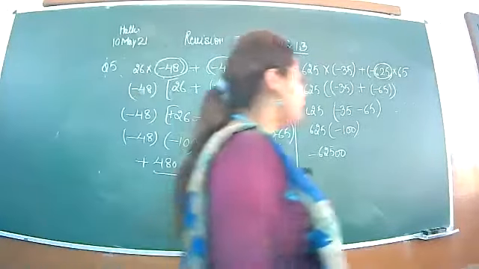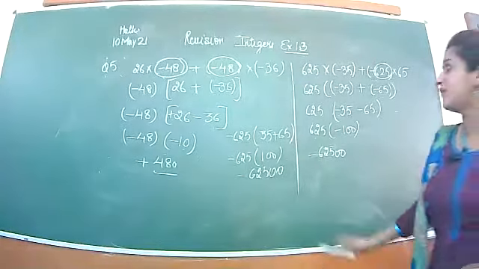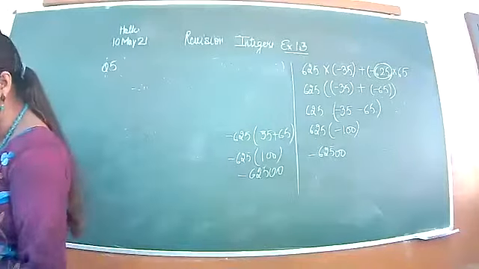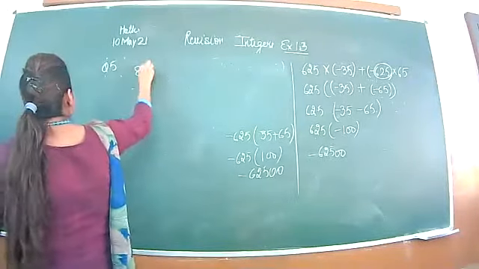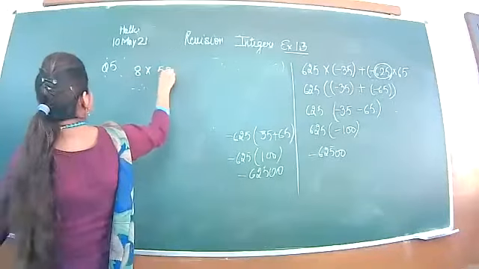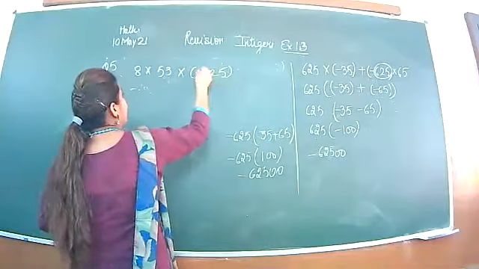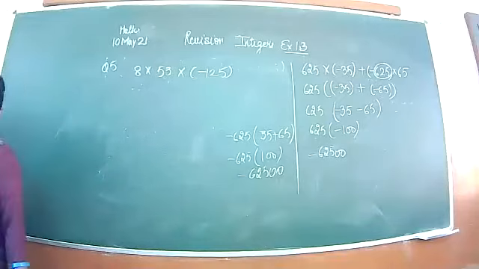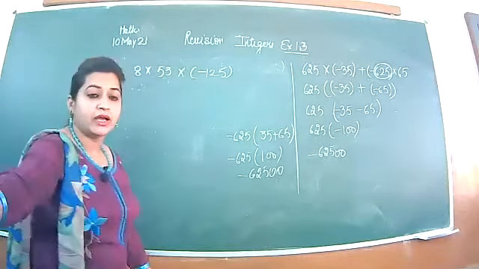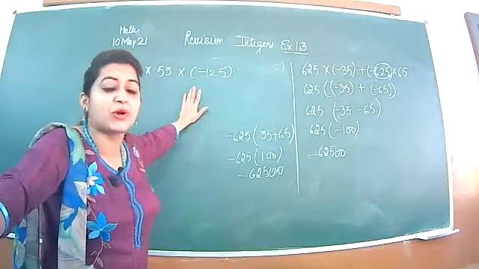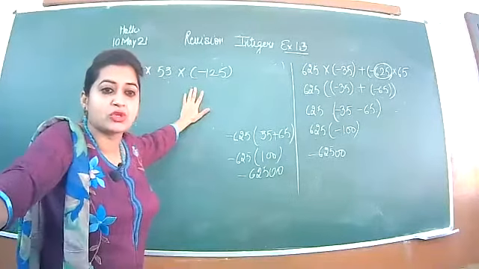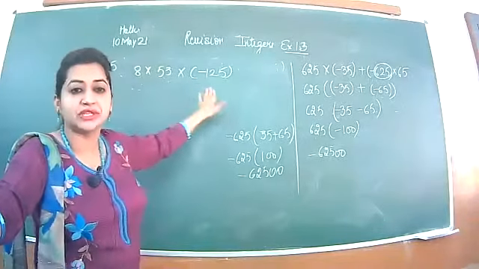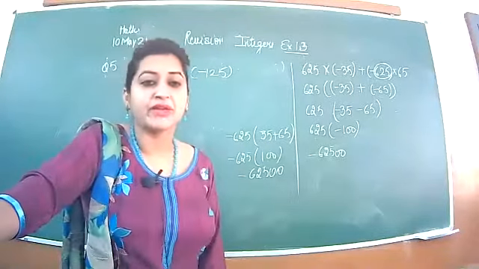Okay. Now the next question is, in this you have been given three terms of multiplication. Then what you will do, you will multiply them. Second part is 8 into 53 into minus 125. You can see all three terms are being multiplied. So what will we do in this? You will do it by rearrangement. No distributive property will be used because distributive property will be used only when multiplication and addition both are given. But here all three terms are multiplying, so you will do it by rearrangement.